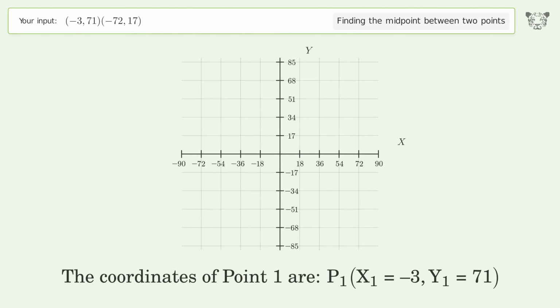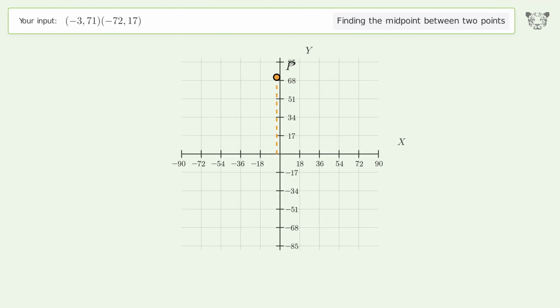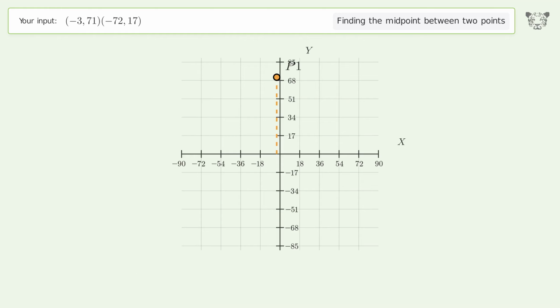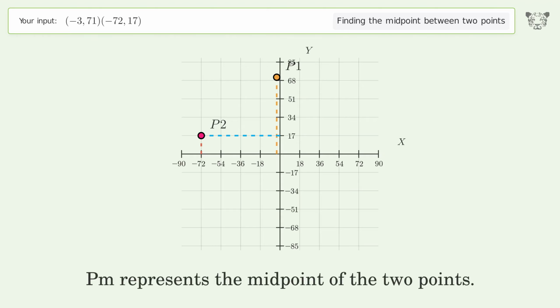The coordinates of point 1 are, x1 equals negative 3, y1 equals 71. The coordinates of point 2 are, x2 equals negative 72, y2 equals 17. PM represents the midpoint of the 2 points.